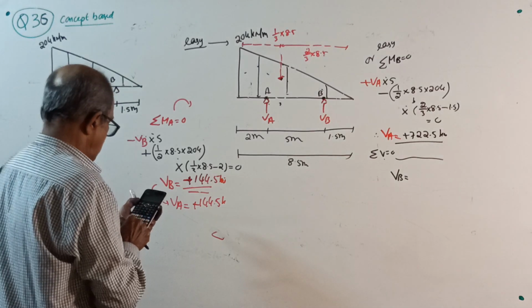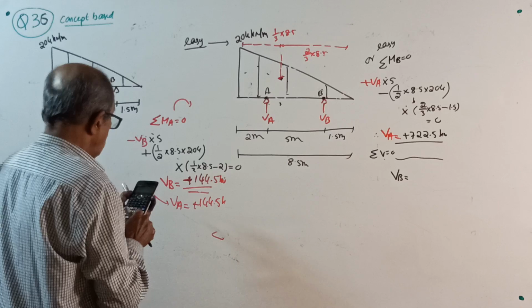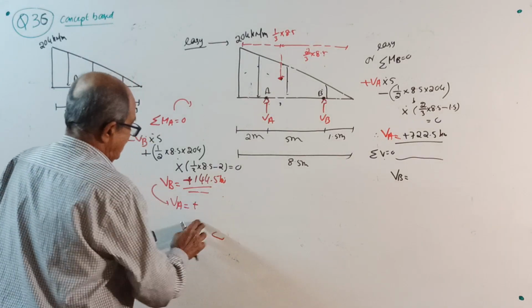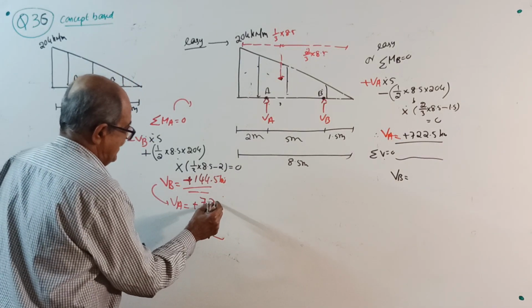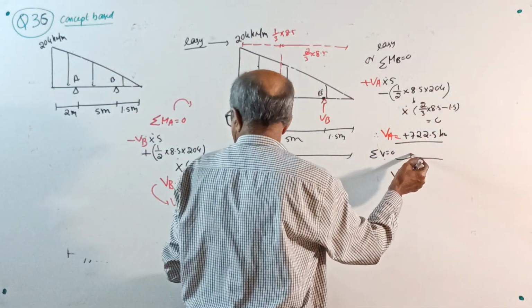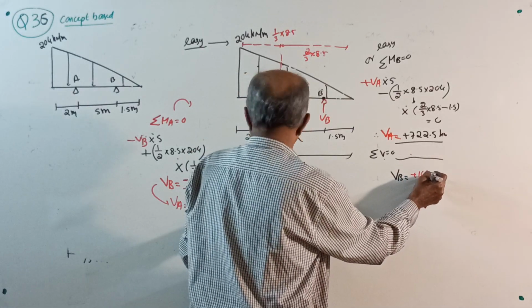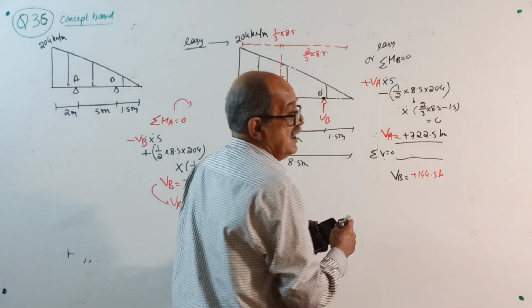144.5 minus half into 8.5 into 204 gives 722.5. See, that's why it happened. 722.5. Yes, here I got the correct answer. VA is 722.5, VB will come plus 144.5 kilonewton. Okay, my work is over.